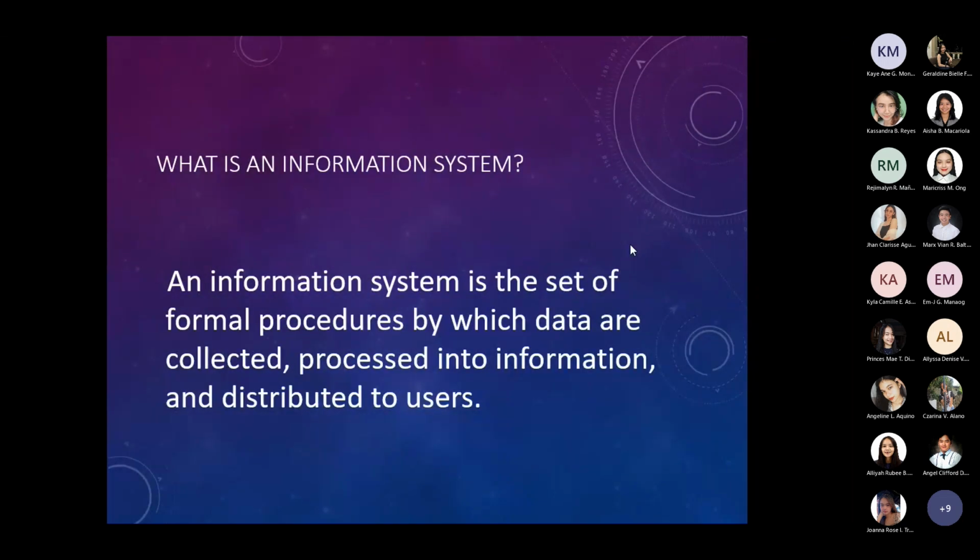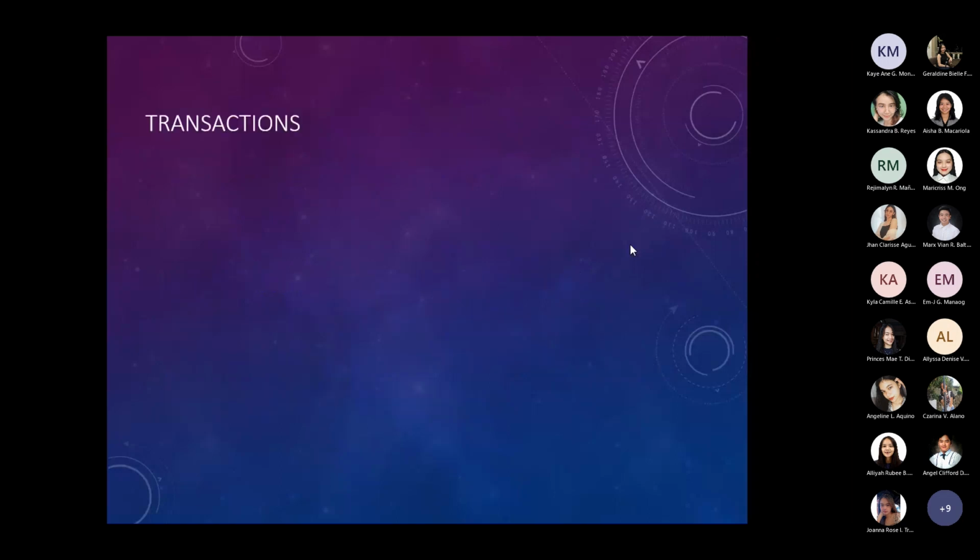What is now an information system? It is the set of formal procedures by which data are collected, processed into information, and distributed to users. So ngayon, paano natin siya i-relate sa accounting system? So mamaya ipapakita ko yan sa diagram. Ano ba yung itsura ng accounting system or information system sa accounting? Okay?